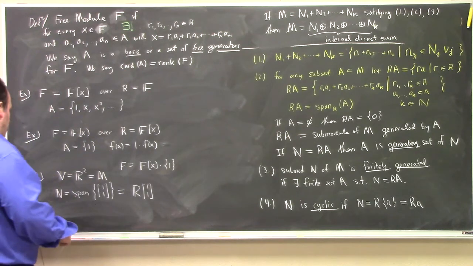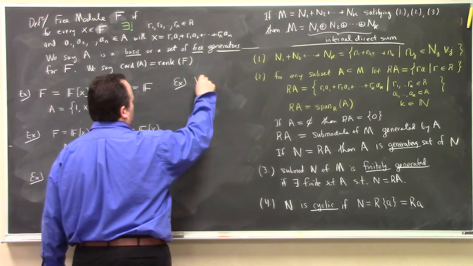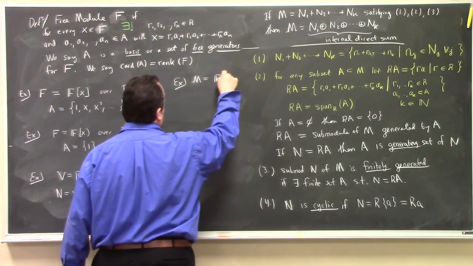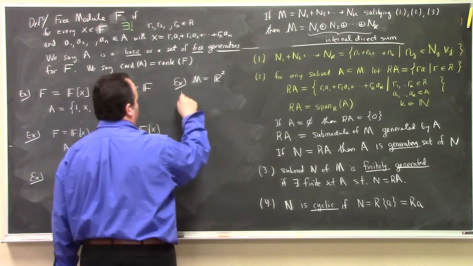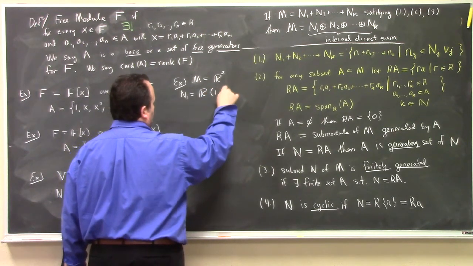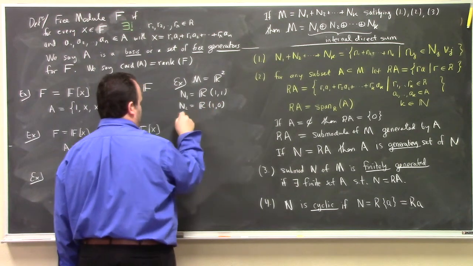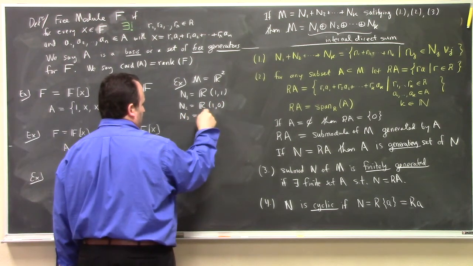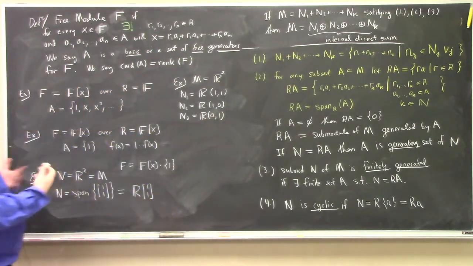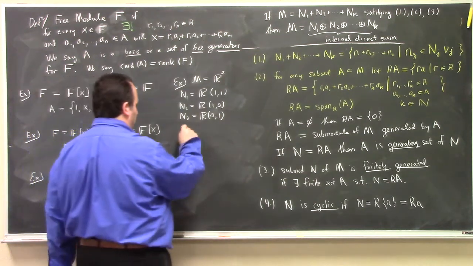Right. And so another standard thing while I'm on this: if we have M equals R2, you can take N1 to be R times (1, 1). You can take N2 to be R times (1, 0). You can take N3 to be R times (0, 1). So there are 3 cyclic submodules, if you like, and they pairwise intersect at 0, right?